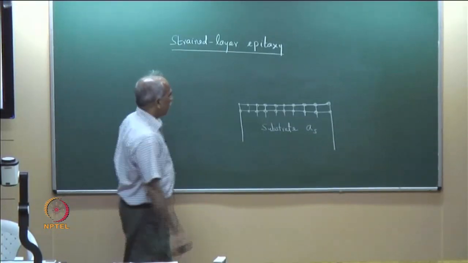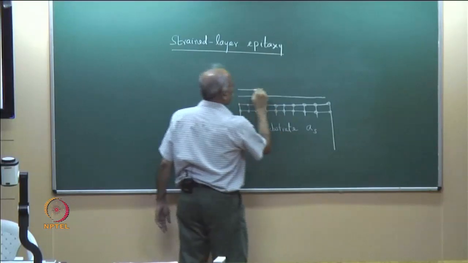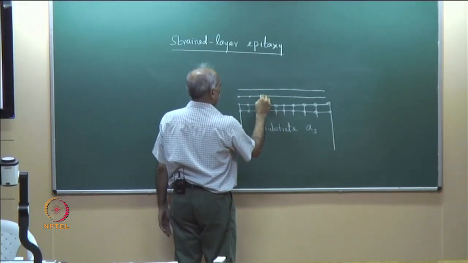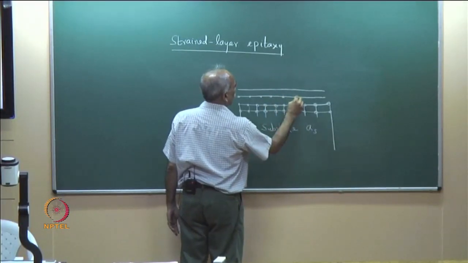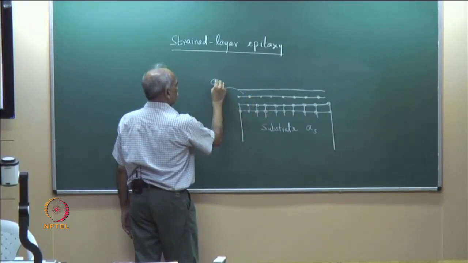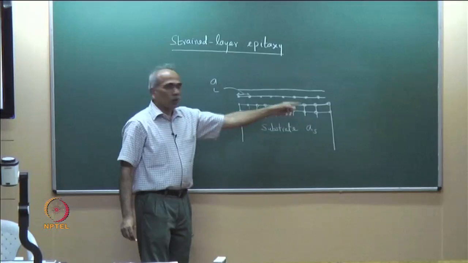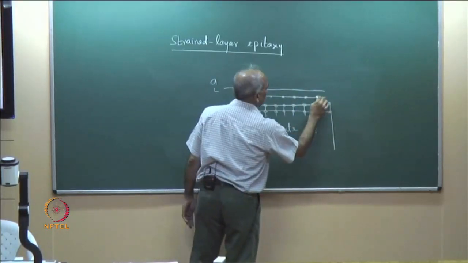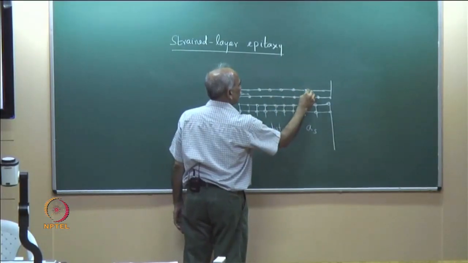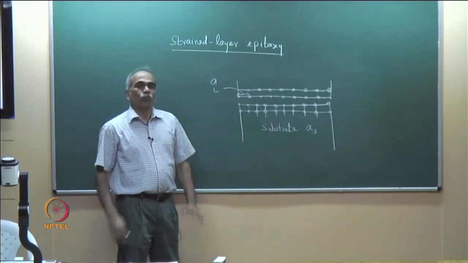If I want to grow a monolayer on top of this, which has a slightly larger lattice constant, so this layer has Al, the lattice constant, the separation between two atoms in one dimension is Al. This is now not matching. In the last class, I had said that this will result in dangling bonds and defects.